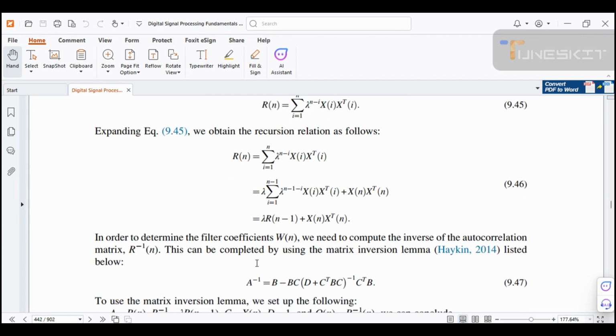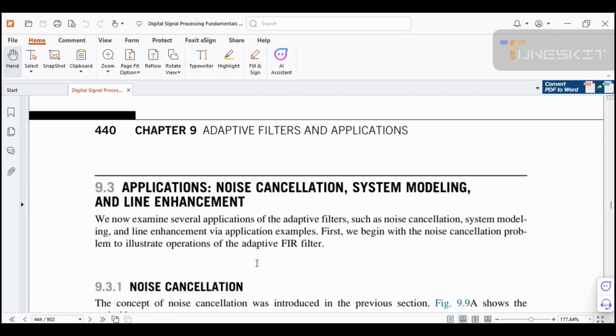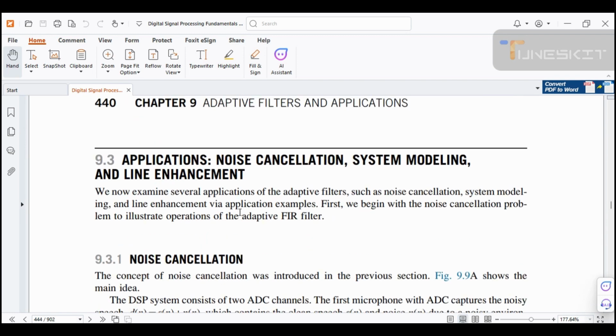Lastly, there are a few applications related to adaptive filters: noise cancellation, system modeling, and line enhancement. So this is the basic of adaptive filters, which are used to produce a signal without noise. This is all from my side in this video.